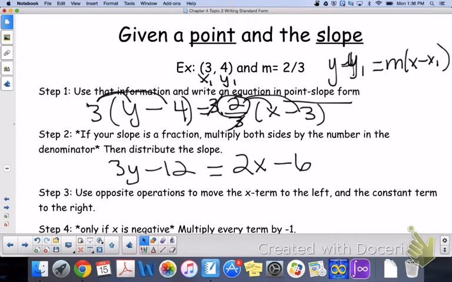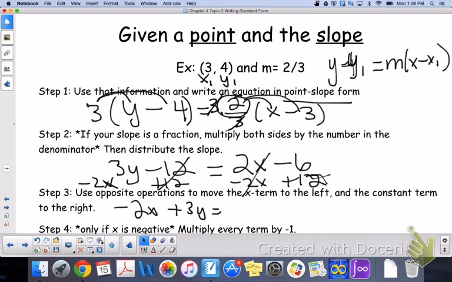From there, use opposite operations to move the x term to the left and the constant term to the right. It's a positive 2x, so we're going to subtract 2x to this side. And that's a negative 12, so we're going to add 12 over to the right. So negative 12, 12 cancel. We have negative 2x plus 3y equals negative 6 plus 12 is 6.